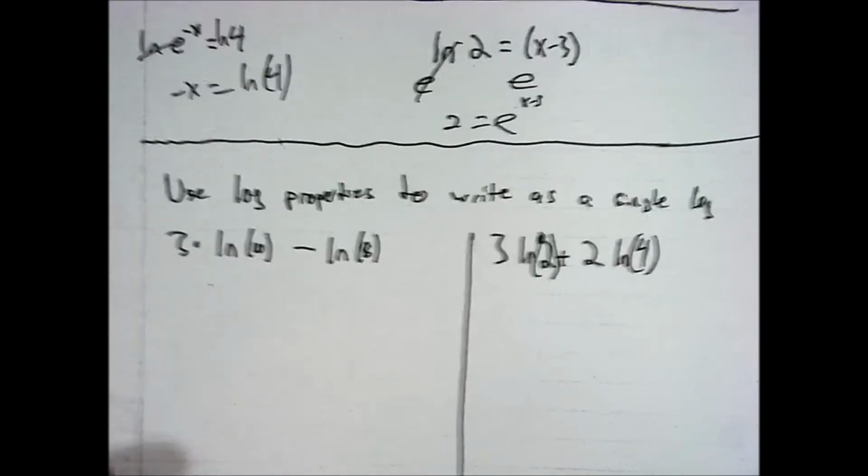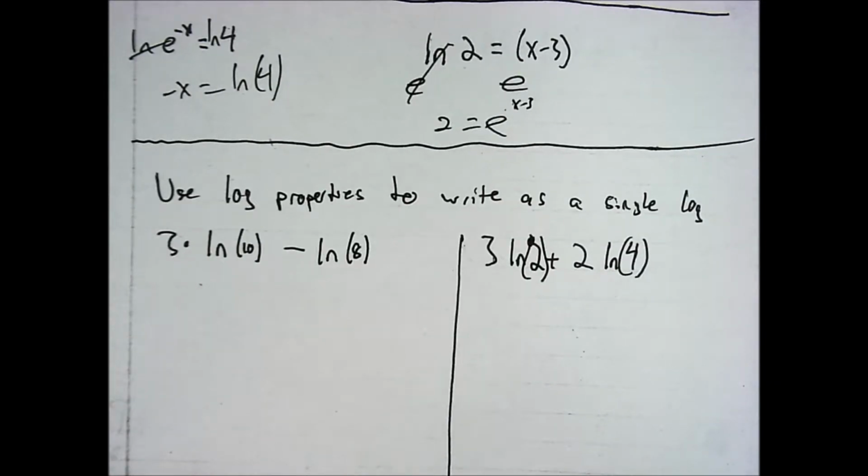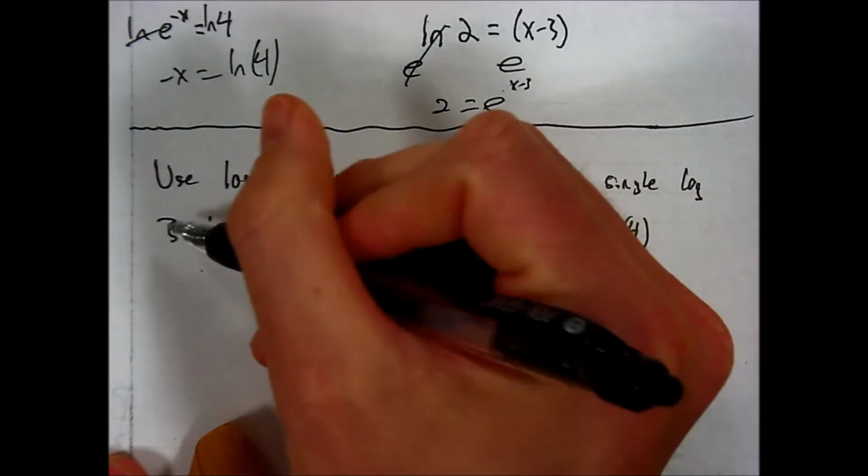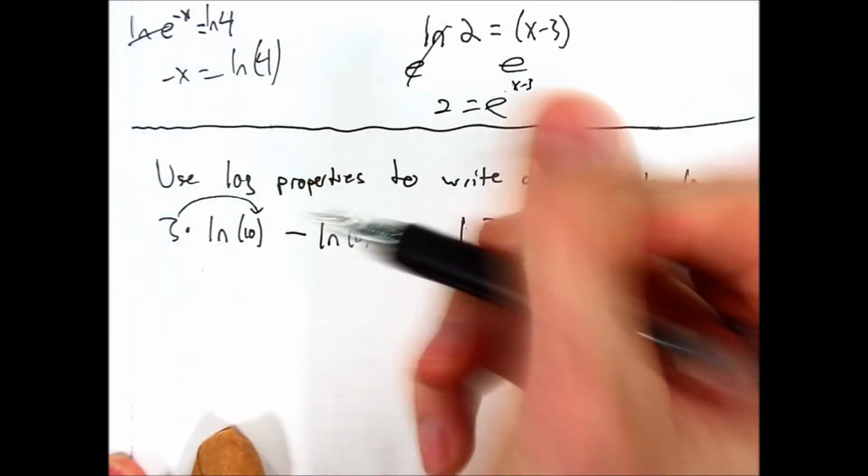Using log properties to write each log as a single log. So we're going to go in reverse. These are already separated. Remember, we've had those properties, the power property, quotient property, product property, that allow us to separate them apart. I want to put them back together. So we're going to reverse the power property here. We're going to put this 3 back up on top as an exponent.